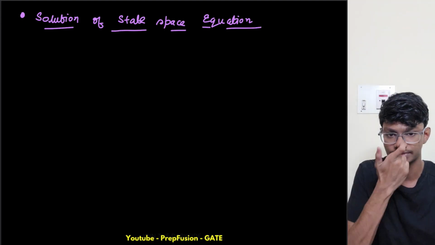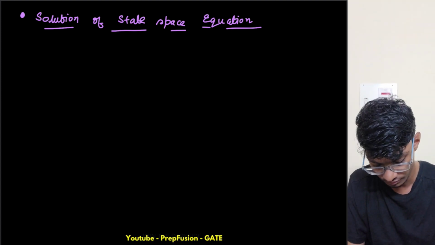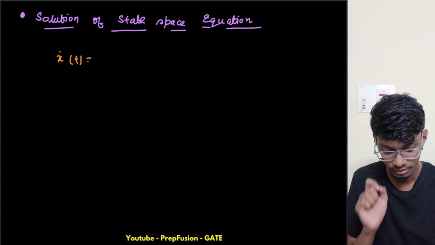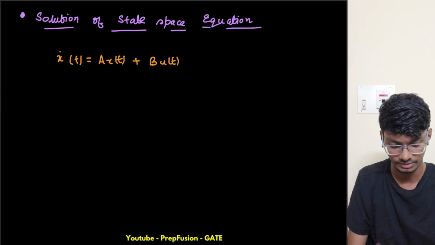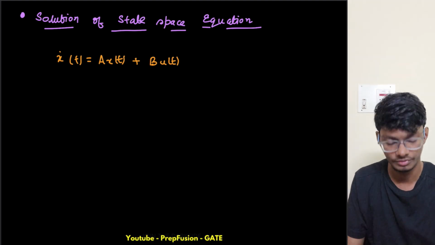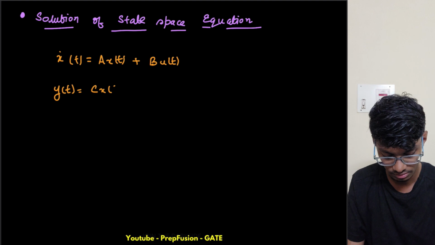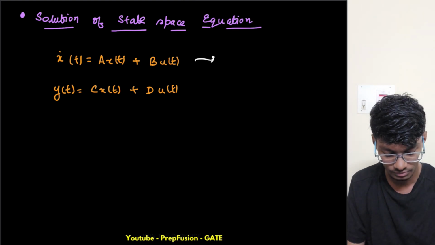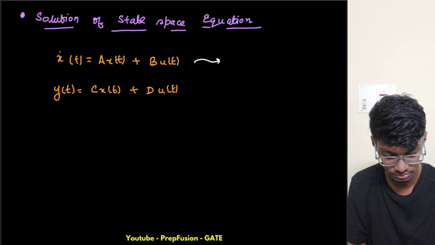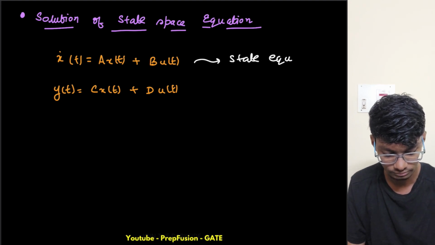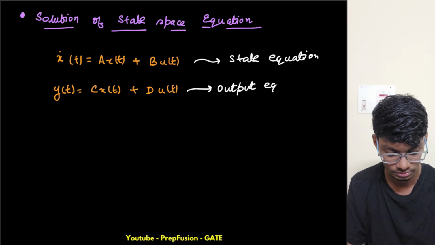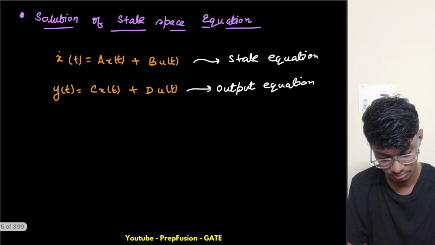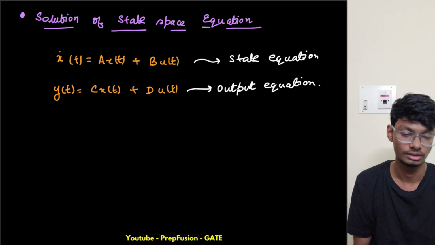So let me write the state space equations. What is x dot of t equal to? It is equal to A x of t plus B u of t. This is my state equation. And the output equation is y of t equals C x of t plus D u of t. This is my output equation.